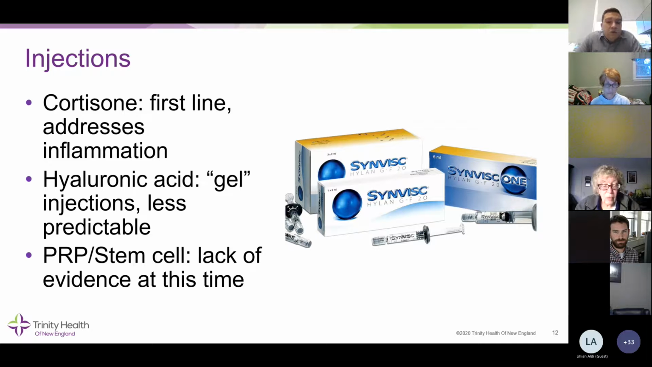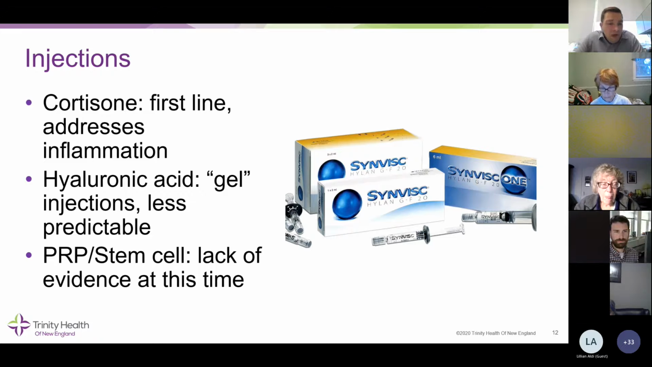Hyaluronic acid is kind of the newer generation. They've been out for a little while now. These are what people used to refer to as the chicken comb injections. Other people call them the gel injections. They're a little bit more expensive. Most people need prior authorization from their insurance company. So if this is something patients are interested in, they typically cannot get it the same day. They have to come back for it.